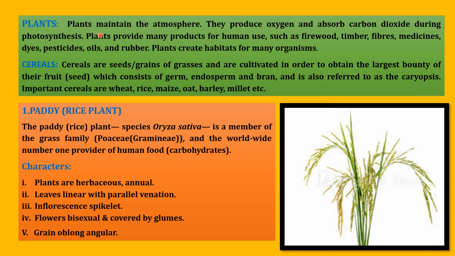Now, plants provide many products for human use, such as firewood, timber, fibers, medicines, dyes, pesticides, oils, and rubber. Plants create habitats for many organisms. What is the meaning of habitat? Already I have told in the second chapter, but then also I am mentioning, habitat means the natural home or environment for any animal or plant.